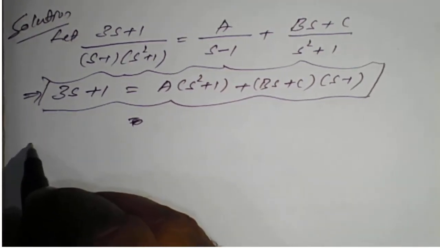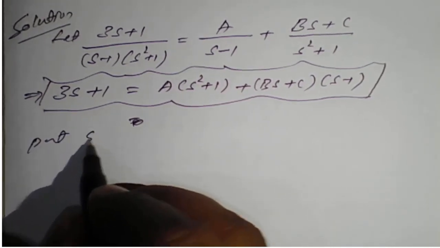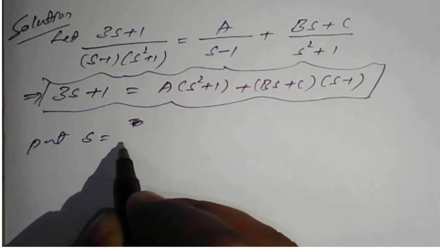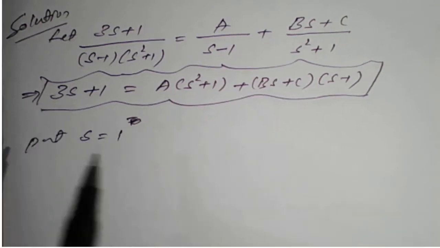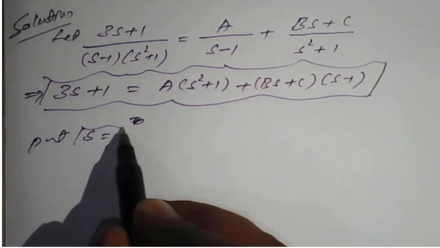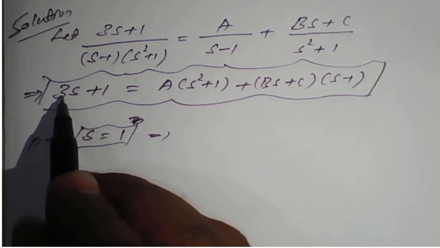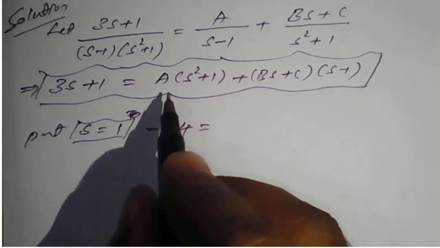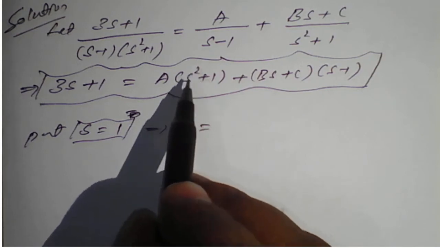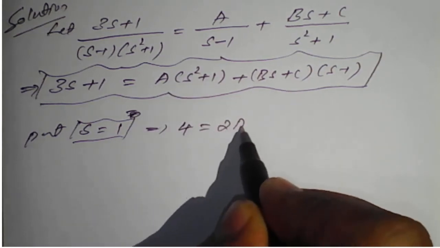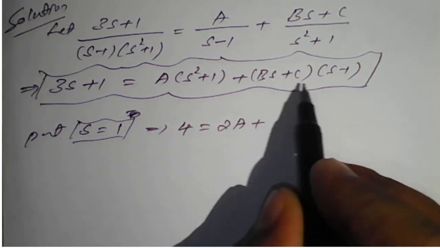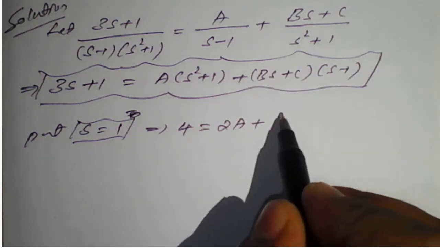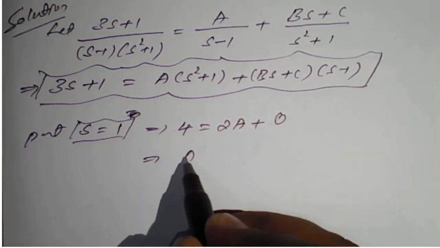Put s is equal to 1, and we'll see what happens. 3 into 1 is 3, 3 plus 1 is 4, which is equal to A times (1 square plus 1), that is 2A, plus (1 minus 1) which is 0, and 0 into this entire thing is 0. Therefore we get A is equal to 2.